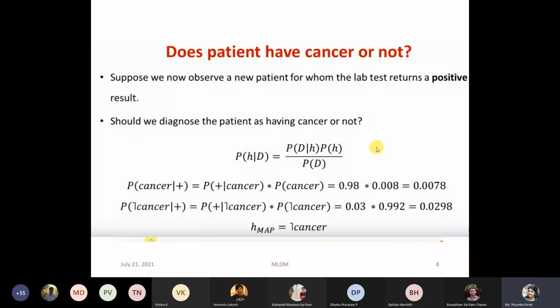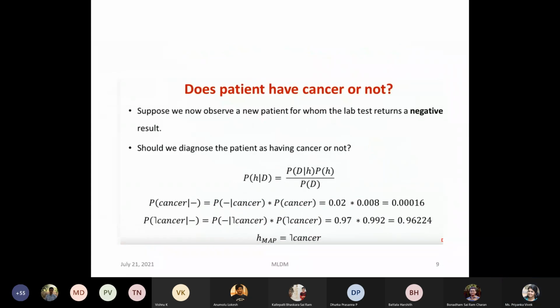Now, same question with a negative result. Here also, if you see, in the end it might come out as no cancer.